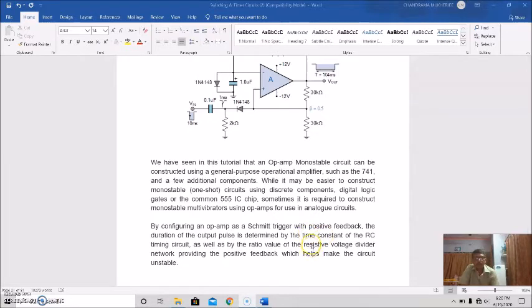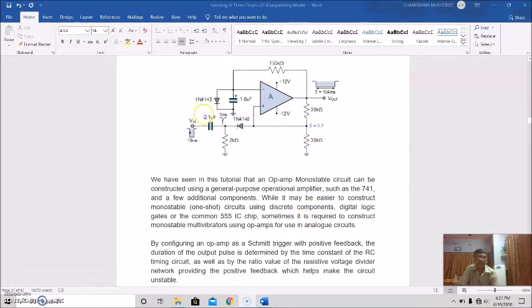Now we find from this lecture that the op-amp monostable circuit can be constructed using a general purpose operational amplifier, that may be 741, and a few additional components, as we are finding here.